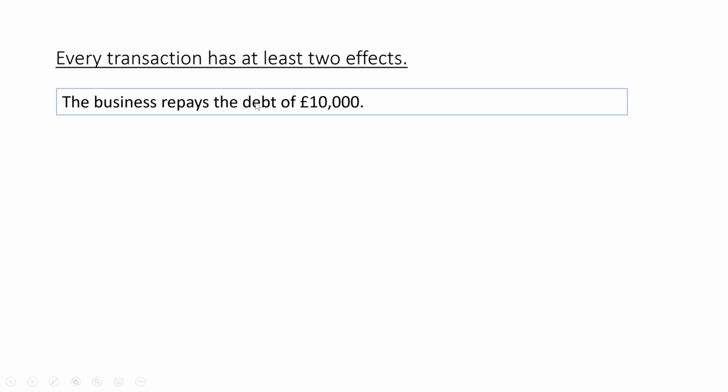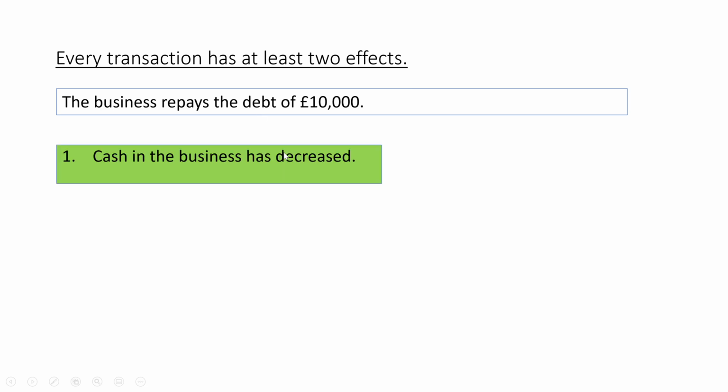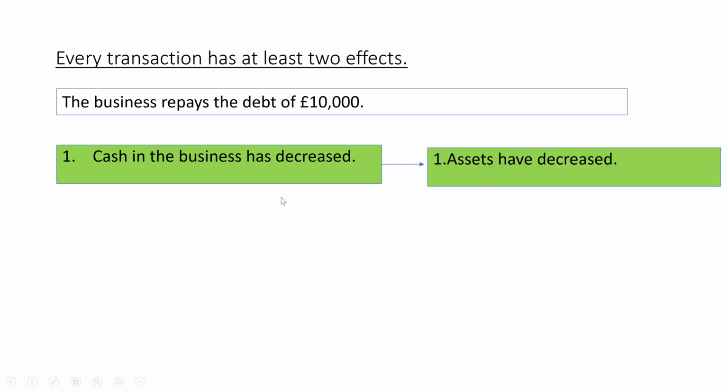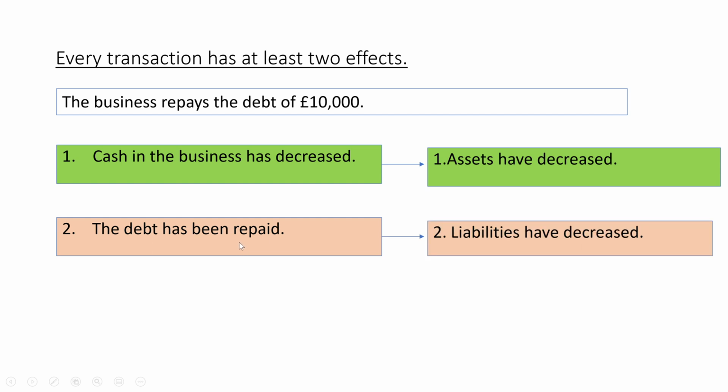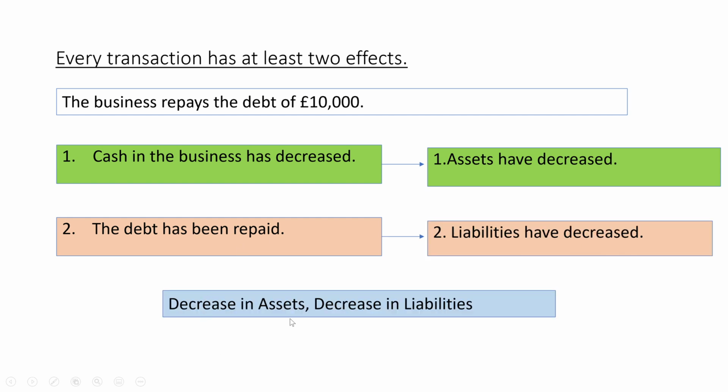Let's do the same example, except this time the business repays the debt of £10,000. What is happening? Well, your cash in the business is decreasing because you repaid the debt. So your assets have decreased. But on the other hand, the debt has been repaid. There's no longer the obligation, and you can relax and chill. So your liabilities have decreased. So as we saw, there's a decrease in assets and a decrease in liabilities as a result. So there are 2 effects.